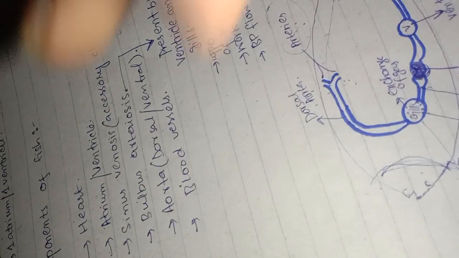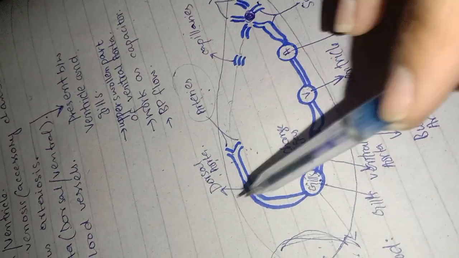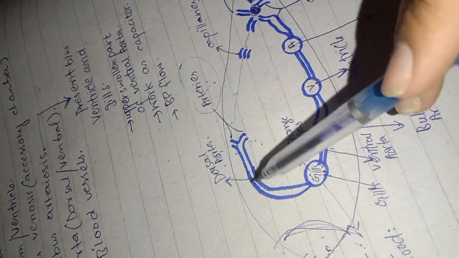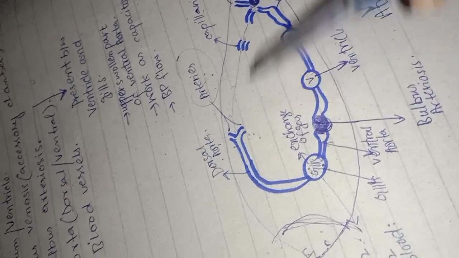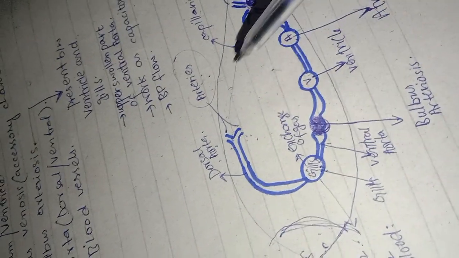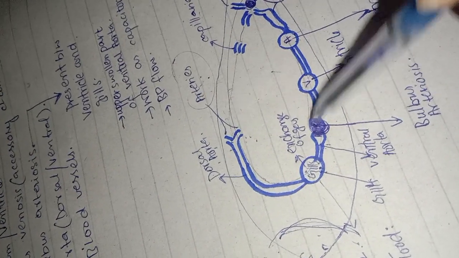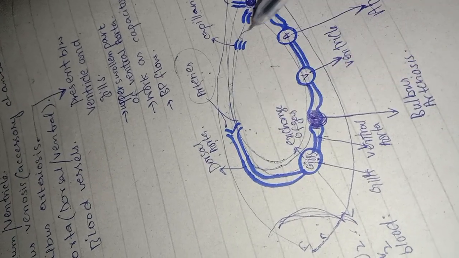Fish only has a single circulation. The blood is not moving backwards. The blood is moving in only one direction, like this. It is just moving in one direction.